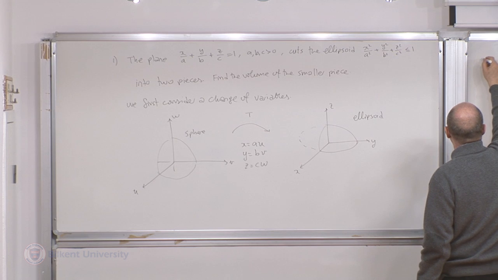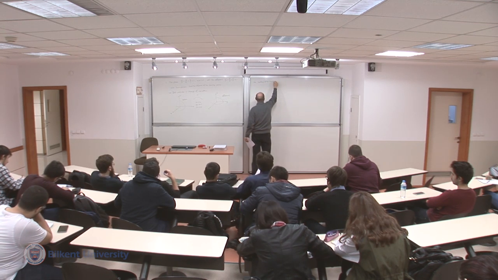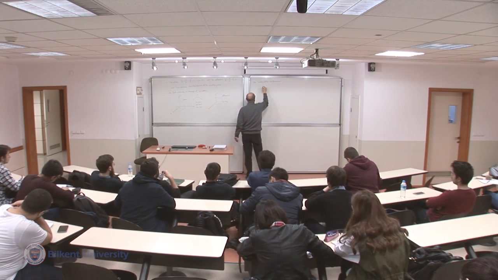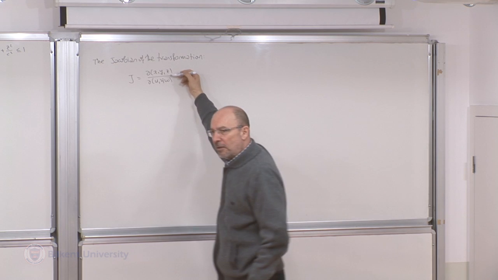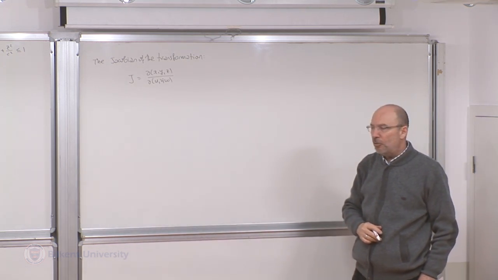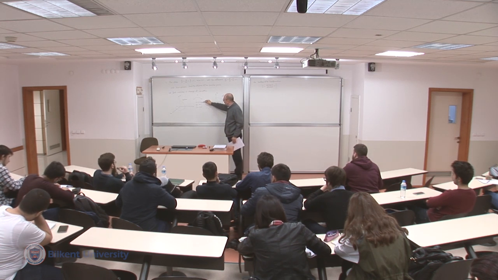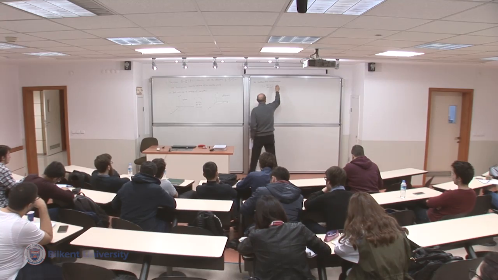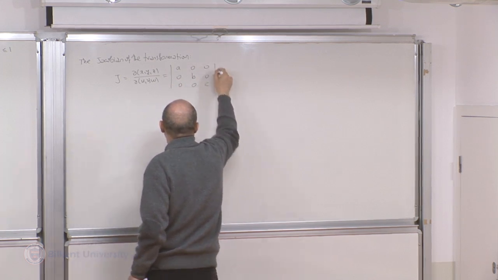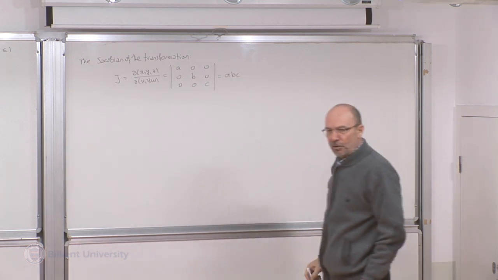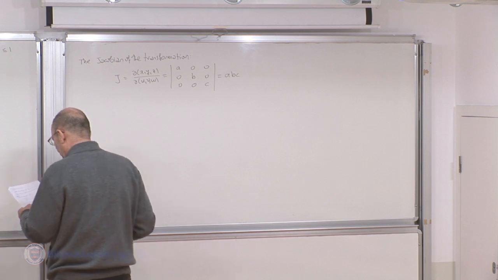Okay, so the Jacobian of the transformation, we denote like this. We write it in this way to remind us whose derivative is taken with respect to who. This is a determinant. You take the derivative with respect to u, v, and w. The others are 0. So here you have a, 0, 0. Now for y you have 0, b, 0, and 0, 0, c. So this is abc. It's already positive, so you don't need to change sign.